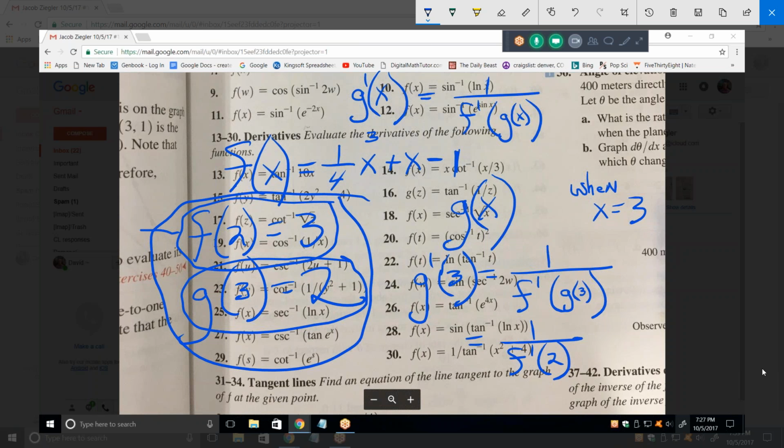Okay, now f prime of 2 is pretty easy, right? So all I got to do is take the derivative of f, substitute 2. In other words, what's the derivative of f? It's 3x squared plus 1. When I substitute 2 for x, I get 12 plus 1. So f prime of 2 is 13. So that's my answer, 1/13 for g prime of 3.